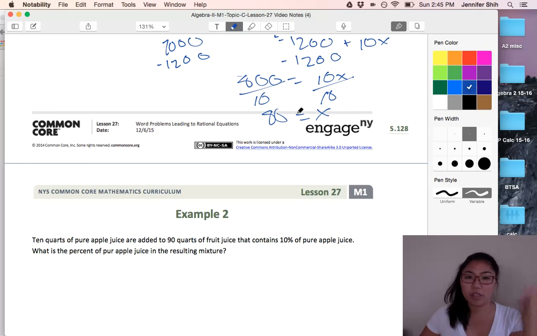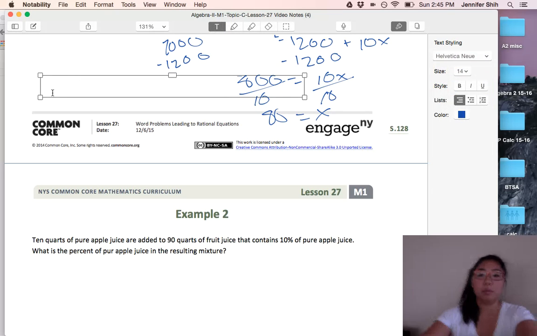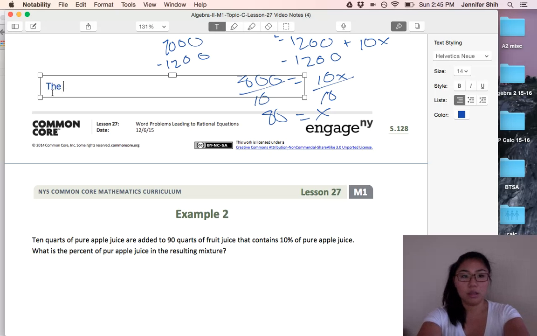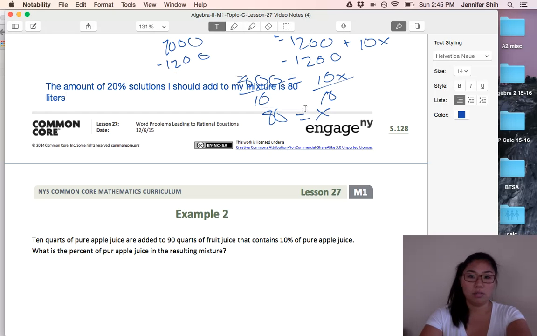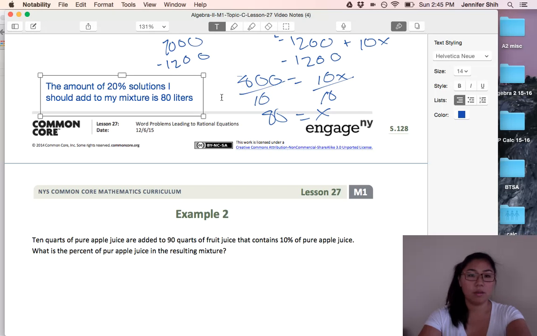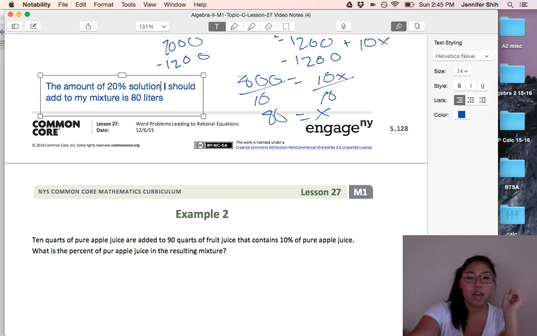Great, I solved for x, but what does that mean? So you should write a sentence describing what that means. The amount of 20% solution I should add to my mixture, we're dealing with mixture problems, is 80 liters.